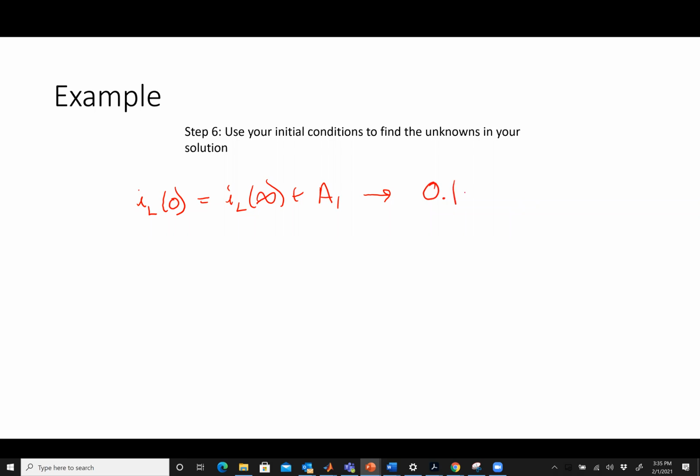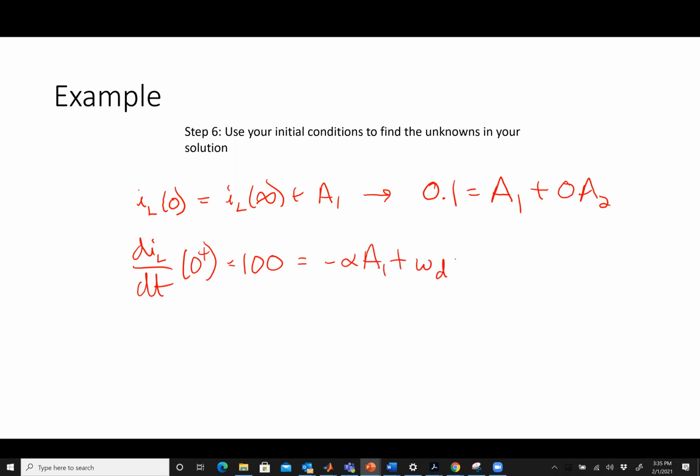0.1 amps is equal to A1, and I'm going to say plus 0 times A2. I know that I don't need to, but I'm going to write it that way. Now the other equation, dIL/dt at 0 plus, that was equal to 100. And that was equal to negative alpha A1 plus omega D times A2. Now, alpha and omega D are just numbers, but I'm looking at this: I've got two equations and two unknowns, okay?